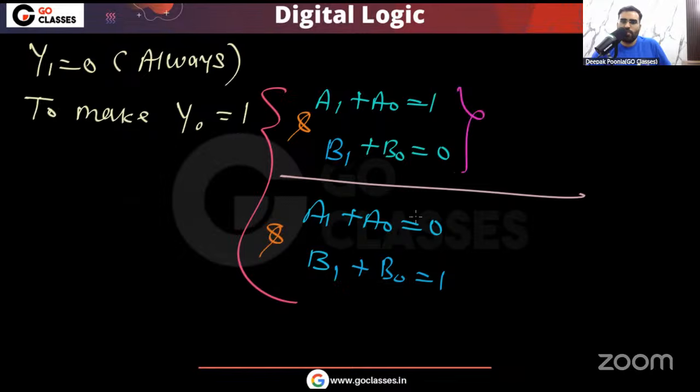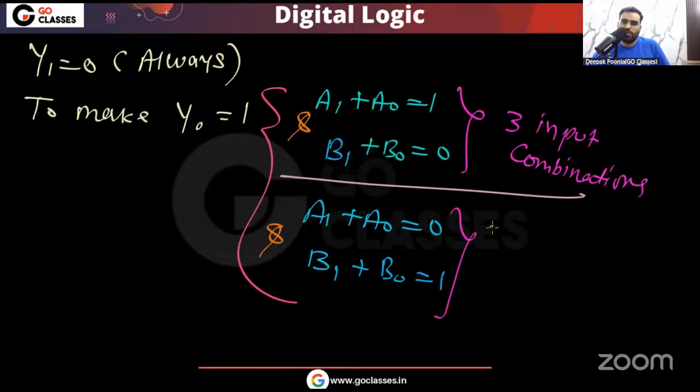So here you can see how many combinations. Here both will be 0, but here three combinations are possible, because at least one of them will be 1. So here we got three input combinations. Here also we got three input combinations.